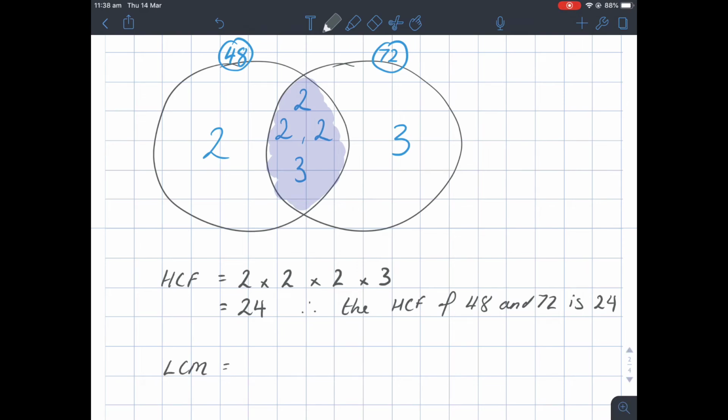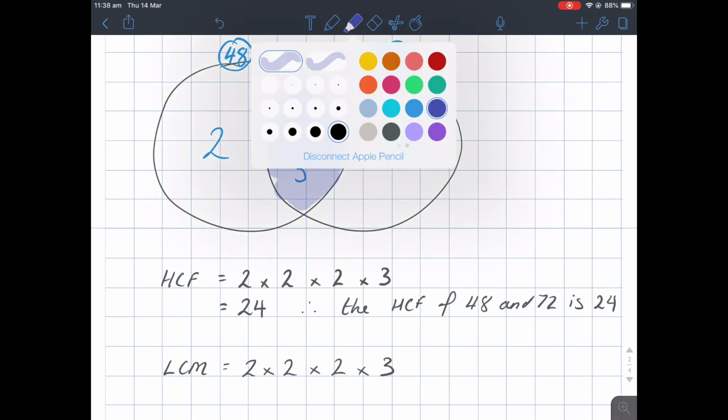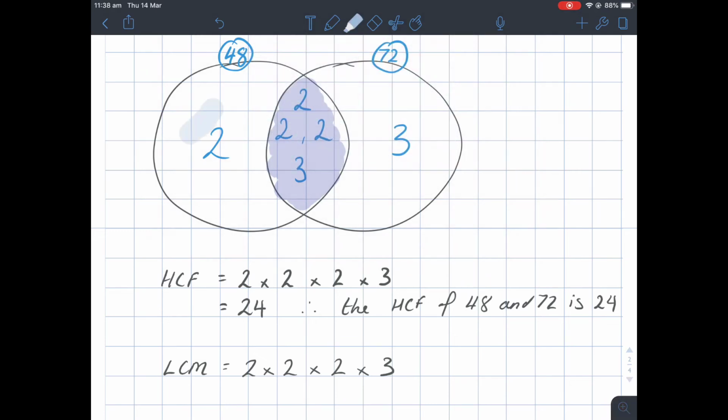Now, we can then use the Venn diagram to help us find the lowest common multiple. What we do here is we multiply together all of these factors. So we multiply together all of the common factors, 2 times 2 times 2 times 3. But then we also multiply by the remaining numbers that we've got left over. So that's the 2 and this 3 here. So we times by 2 and times by 3.